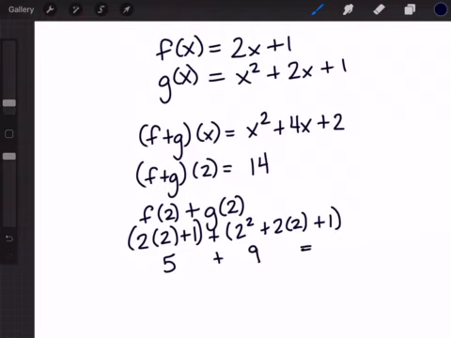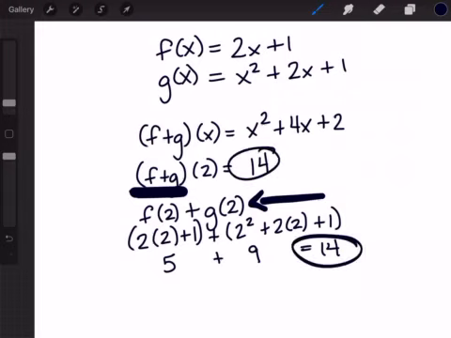And so then this total is the same as f plus g of 2. So the way that you do it, it doesn't matter. You can either do the operation first, which is the way I like to do it, or you can evaluate each function at the given number first. Either way does not matter. You can see that they both equal 14.